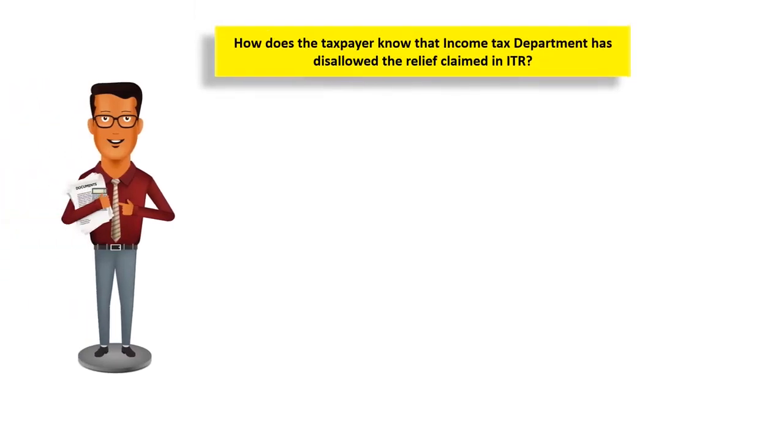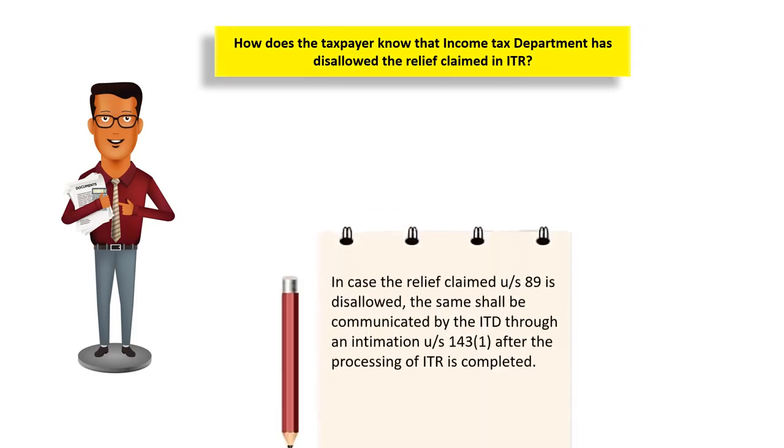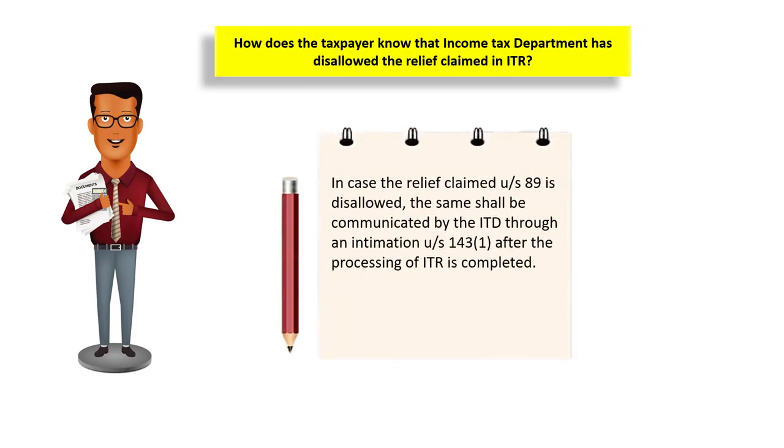The taxpayers might also want to know how they would come to know if the income tax department has disallowed the relief claimed in the income tax return. In case the relief claimed under Section 89 is disallowed, the same shall be communicated by the income tax department through an intimation under Section 143(1) after the processing of ITR is complete.